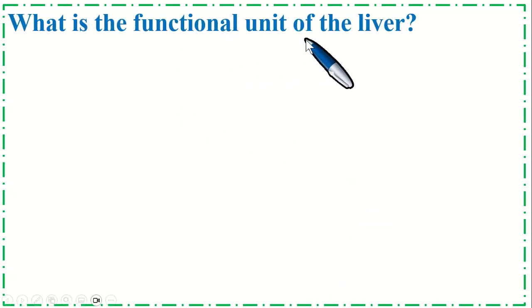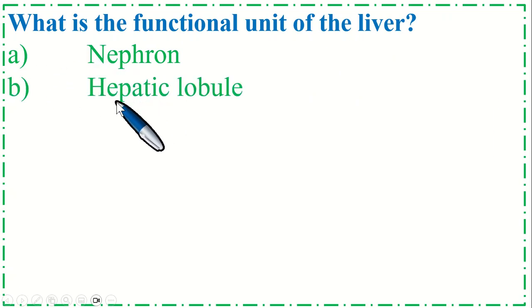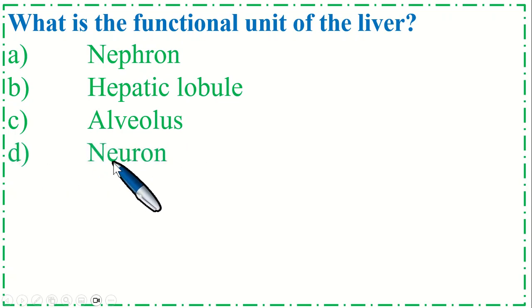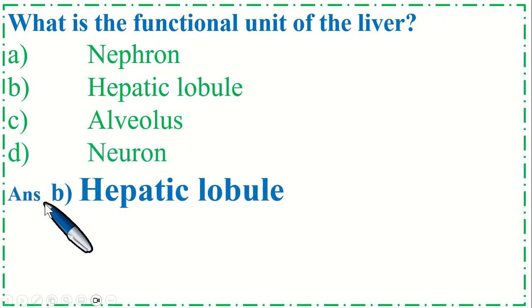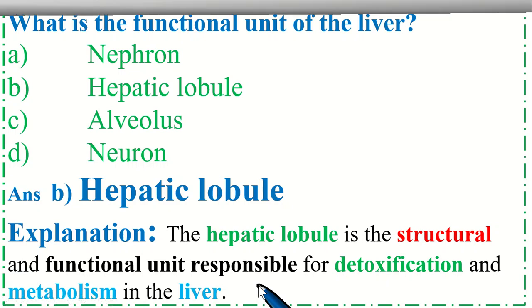What is the functional unit of the liver? Option A, nephron, B, hepatic lobule, C, alveolus, and option D, neuron. So the correct option is B, hepatic lobule. The hepatic lobule is the structural and functional unit of the liver, responsible for detoxification and metabolism.